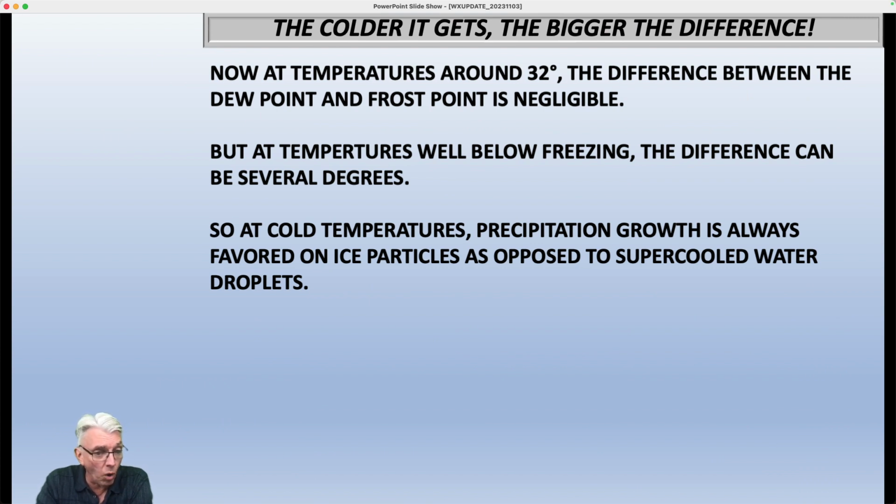And you can have water at temperatures well below freezing. We call it supercooled water, but the ice particles are always going to be favored for precipitation growth because of the fact that the frost point is going to be higher than the dew point, and so the humidity is going to be higher and it's going to be easier to achieve condensation. Okay, you've got less of a difference to make up between the frost point and the temperature than between the dew point and the temperature. Okay. I hope that makes a little bit of sense.